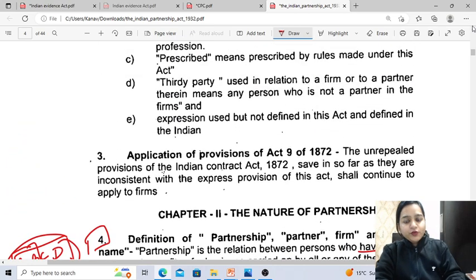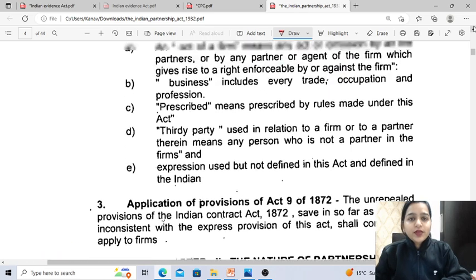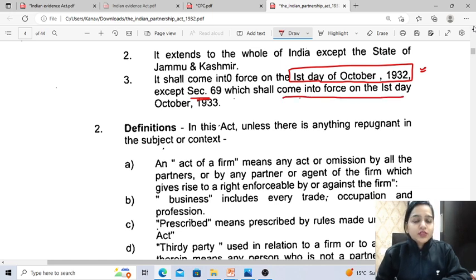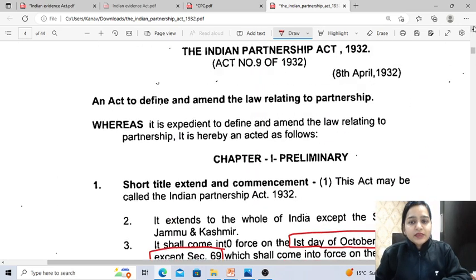Now, the Indian Partnership Act came into force on the 1st day of October 1932, except Section 69, which came into force on the 1st day of October 1933. So except this section, all the sections of the Indian Partnership Act came into force in 1932. Now the presidential assent: इस act को presidential assent कब मिला था? On 8th of April 1932, the President gave the assent to this Act.